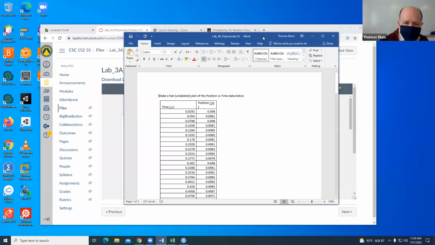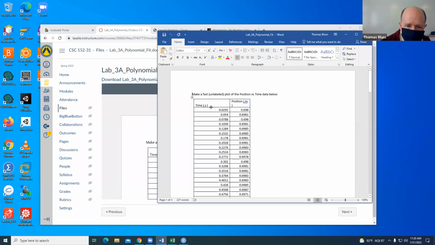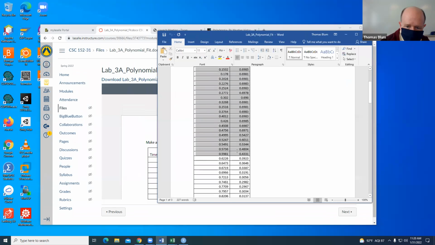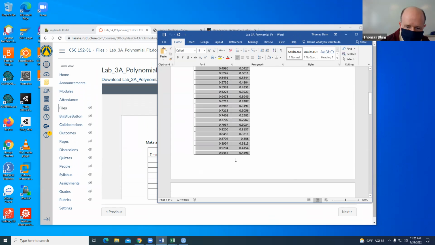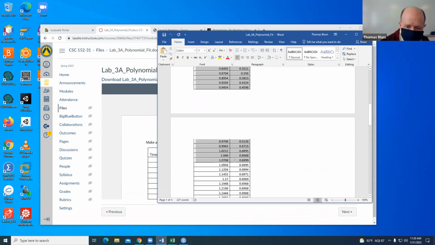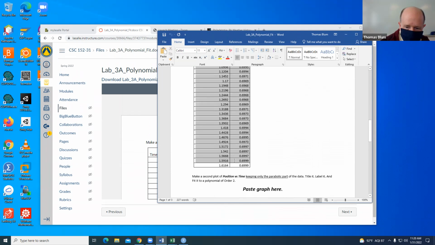I'm going to look at this polynomial fit from lab 3. Some people were having issues with the units, so I'll just sort of run through the whole scenario. I might not label all my axes and stuff. So this is the polynomial data from lab 3A.